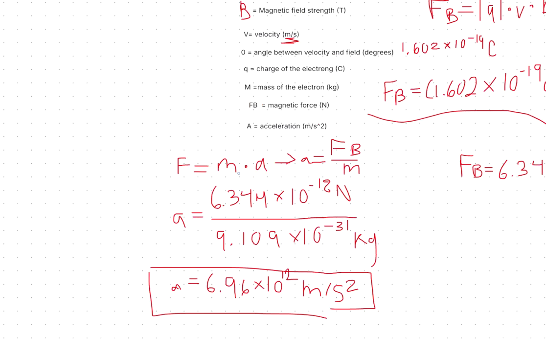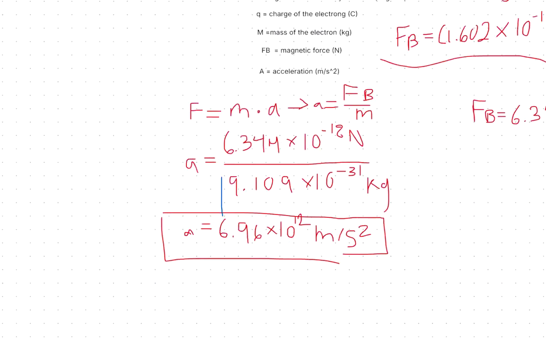And for the mass, we will just look up the standard mass of an electron, which is a tiny number of 9.109 times 10 to the negative 31 kilograms. And so when you divide those two together, the numbers will cancel each other out and will give us a very high acceleration of 6.96 times 10 to the 12 meters per second squared. And that's our final answer.